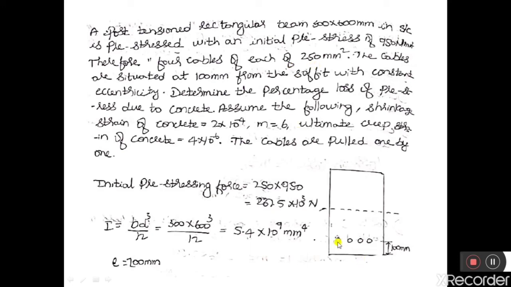For this cable a force of 237 kilonewton is applied. For this cable also a force of 237 kilonewton is applied. For this and this cable also the force of 237 kilonewton is applied. Then moment of inertia I is equal to bd cube by 12. So 300 into 600 cube by 12, that will be 5.4 into 10 to the power of 9 mm to the power 4. And e is 200 mm.